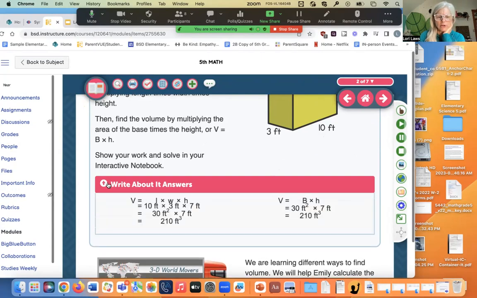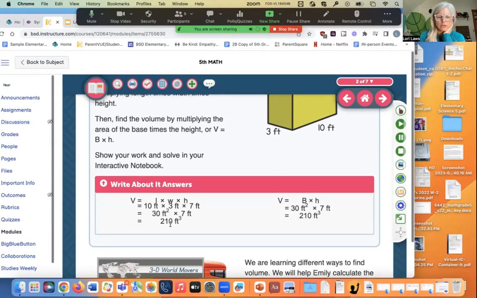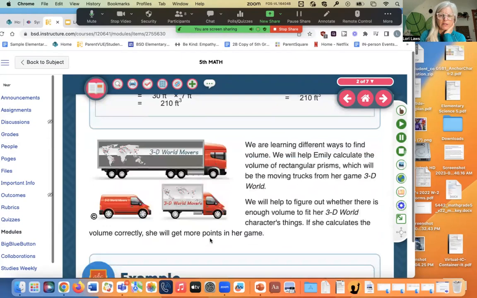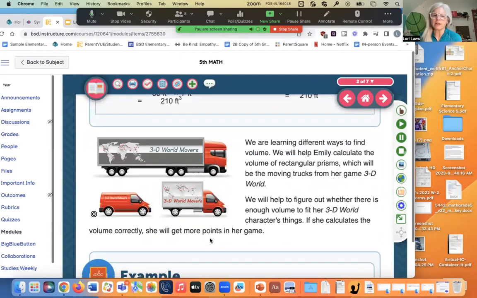Show your work and solve in your interactive notebook. It's the same answer at 210, and it's really the same problem. Just in this case, you did 10 times 3 times 7. In this one, you did the 10 times 3 first, then times 7. Pretty much same difference. We're learning different ways to find volume.